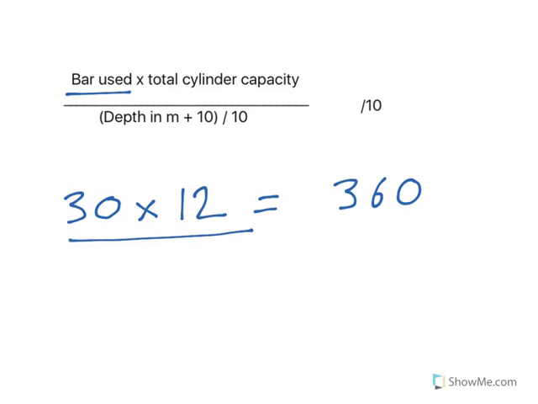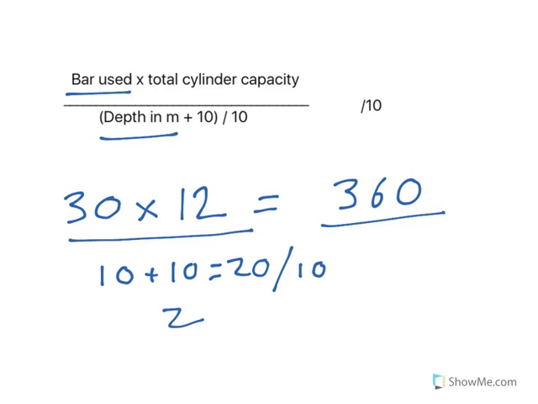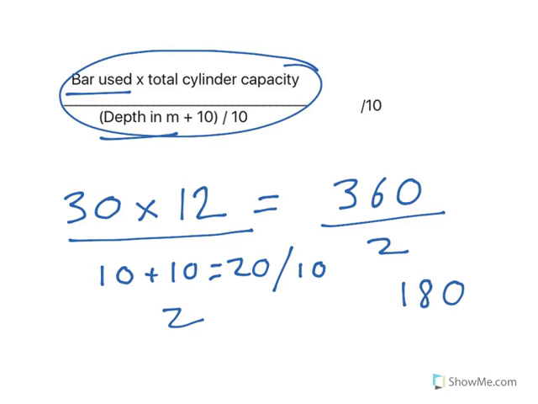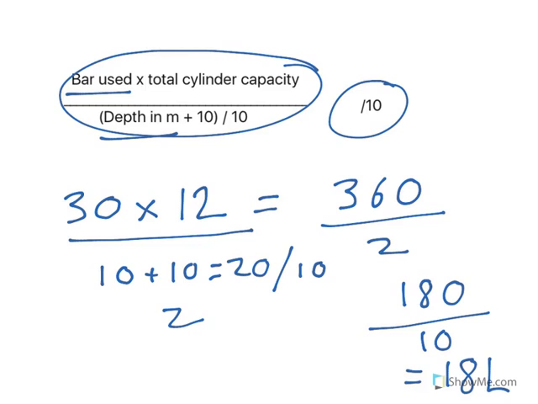We're then going to divide that by the depth in meters, which was 10, add 10, which of course is 20, divided by 10, which gives us 2. So we're going to divide that 360 by 2. This gives us 180. We then divide that answer by 10, which gives us 18, and that is our SAC rate, 18 litres per minute.